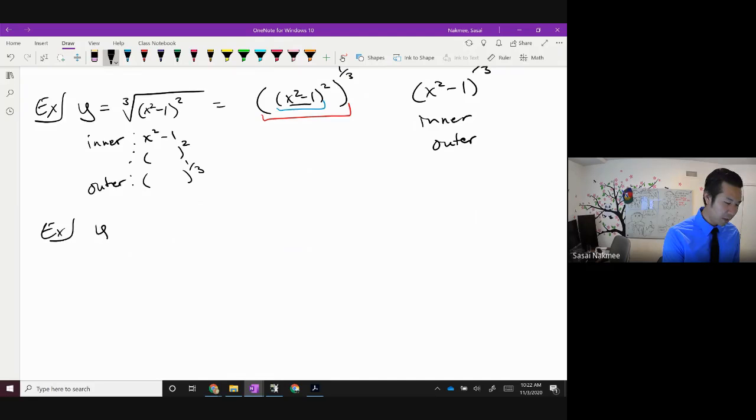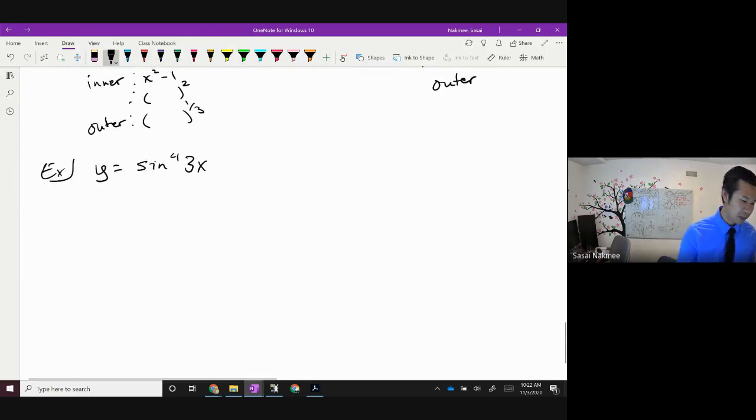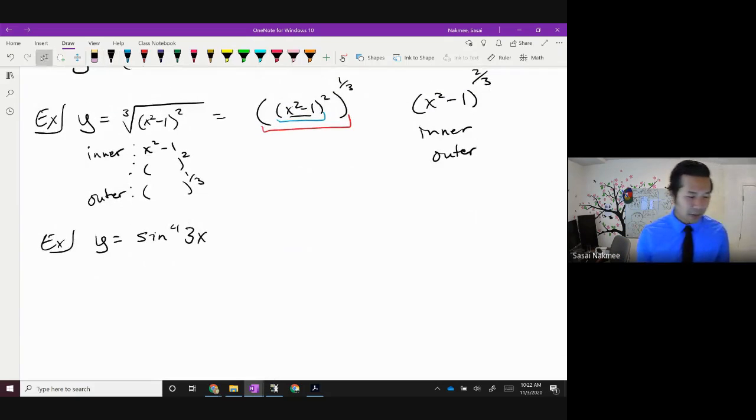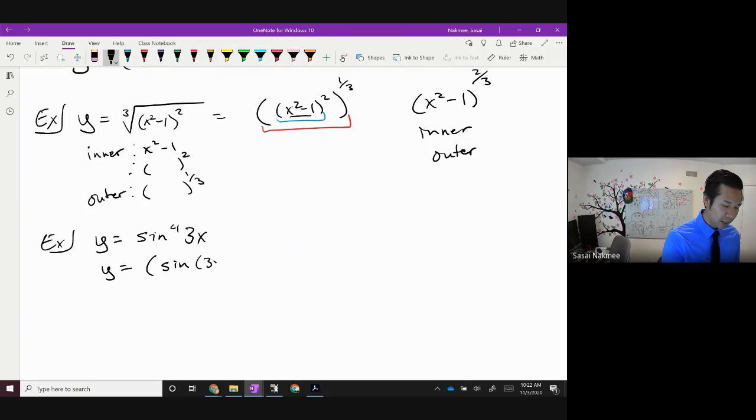You ready? y is equal to sine to the 4th power of 3x. Let's take a look at this problem real quick. This is the part that I need you to see, right? Rewrite this using parentheses so it's a little bit easier to deal with. So I have here y is equal to sine of 3x all to the 4th.